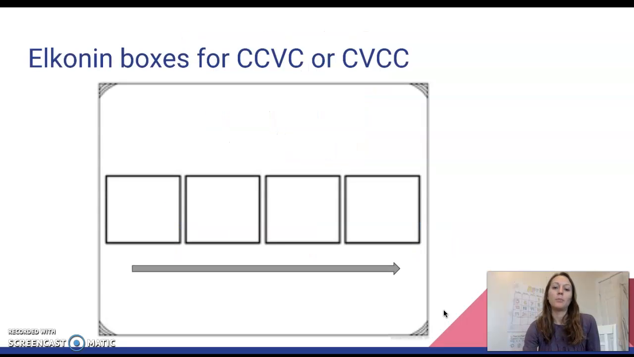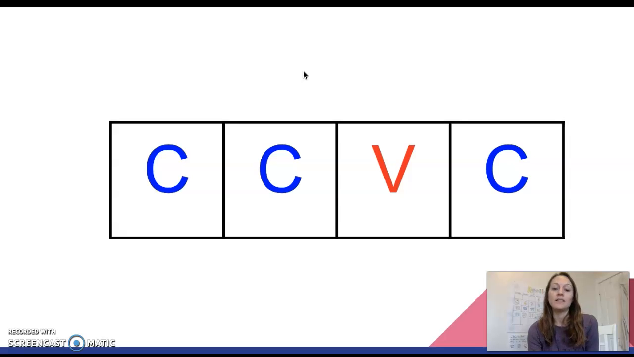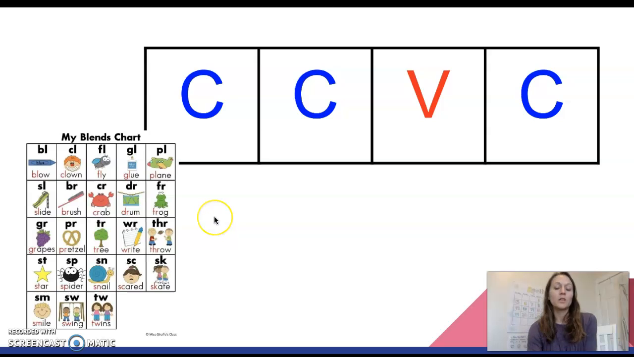Now we're going to use Elkonin boxes for 4-letter words. So CCVC words or CVCC words. We're mainly going to focus on the CCVC words, which are consonant, consonant, vowel, consonant. Can you think of any words that would be consonant, consonant, vowel, consonant? These are going to be words that have our blends in them. So when we think about our blends, we think about our L blends, R blends, and our S blends.